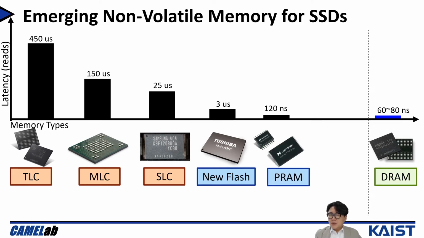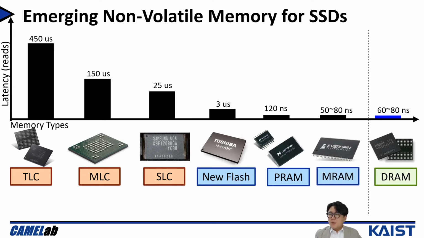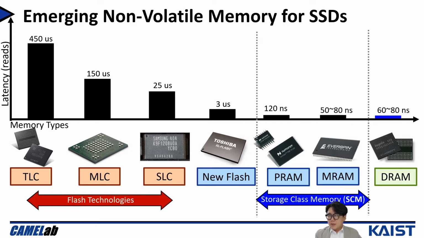The PRAM uses a different storage core and offers DRAM-like performance behavior by changing the core state between amorphous and crystalline. MRAM offers even better performance than DRAM, as it is designed to replace SRAM. TLC, MLC, and SLCs are all flash technology, while PRAM and MRAM can be classified as storage class memory because of their fast access speed and byte addressability. These SCMs open a new opportunity to incarnate future NVMe storage subsystems.